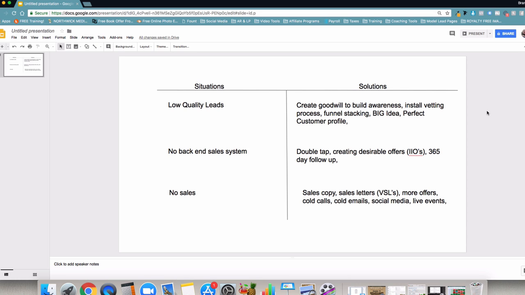Absolutely. So what about the no sales, right? We still have a situation where people come to us and they say, I'm not making any sales. I don't know what's wrong. I've got a good product. I know who I'm marketing to. I just can't seem to get it right.